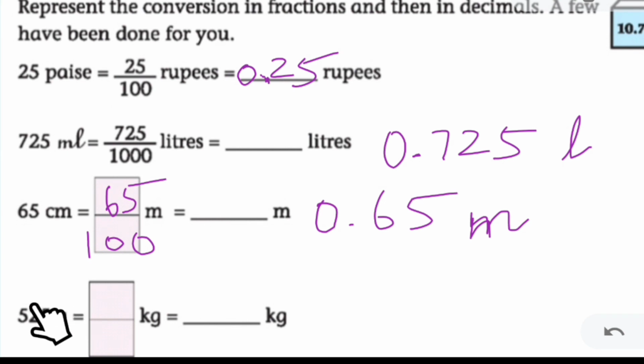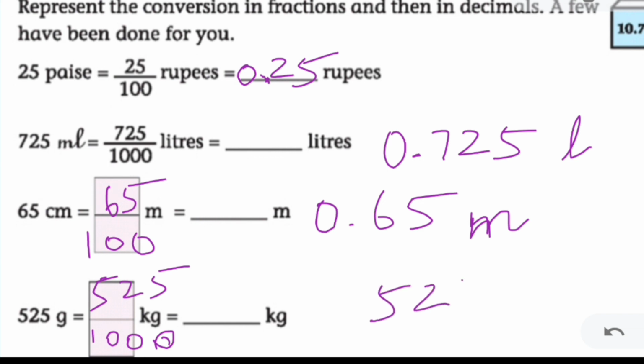And next, last sum, 525 grams and kg. So what is the connection? 1 kg equals 1000 grams. So 525 divided by 1000. First write the number 525. So 1000 has 3 zeros. Count the digits 1, 2, 3. 3 digits. So put the point and 0. 0.525 kg. So 525 grams equals 0.525 kg.